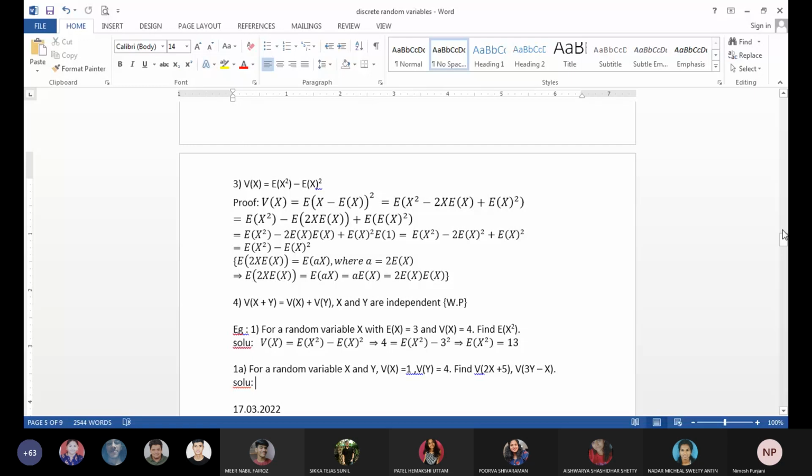Quickly tell me the answer of this sum, and then we will stop for the day. For random variables x and y, variance of x is given as 1, variance of y is given as 4. We have to find out variance of 2x plus 5 as well as variance of 3y minus x. Using the properties only, nothing else. This kind of sums can be there for your MCQs also.